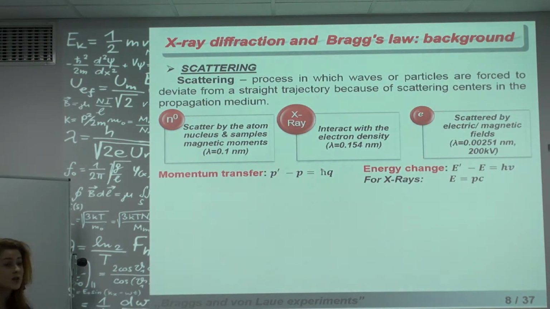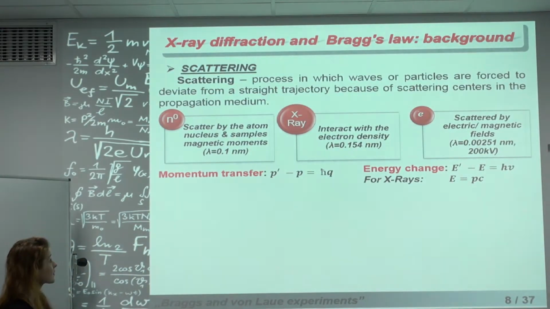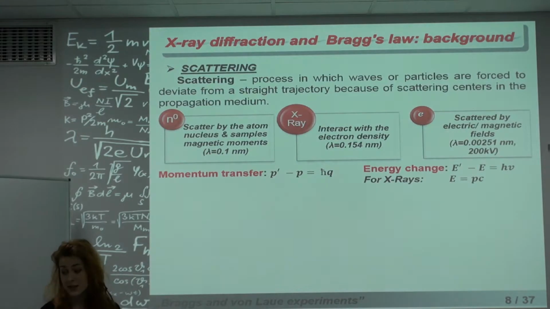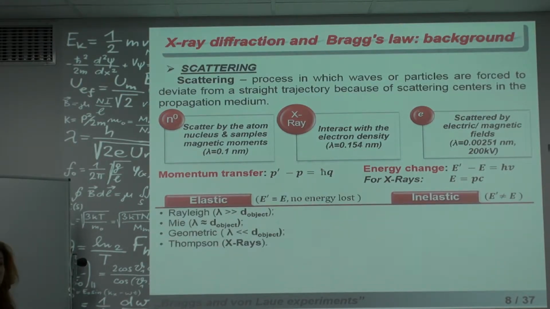As we're talking about the physics of particles, depending on the scattering centers, we can have neutrons scattered by the atom nucleus, X-rays interacting with the electron density, and electrons scattered by electric or magnetic fields. As we're talking about scattering, one must say something about elastic and inelastic scattering.